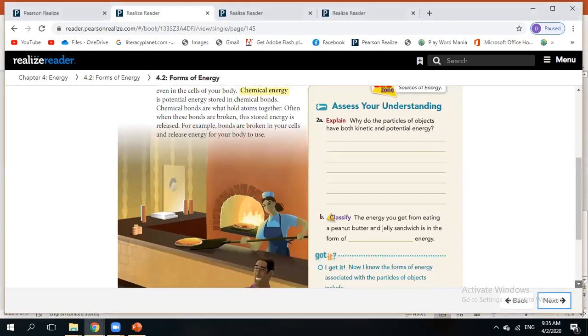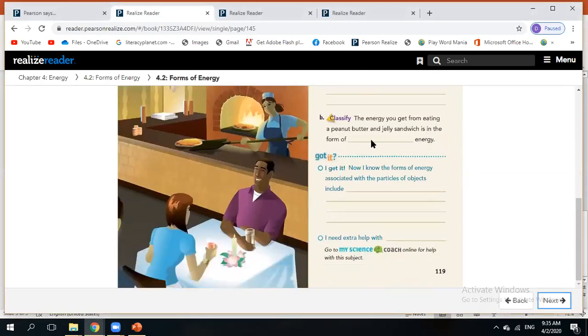Okay. What about letter B? The energy you get from eating a peanut butter and jelly sandwich is the chemical energy. Chemical energy. Excellent. Who said it? Remas. Excellent, Remas. We said the energy stored in food, of course, is chemical energy.